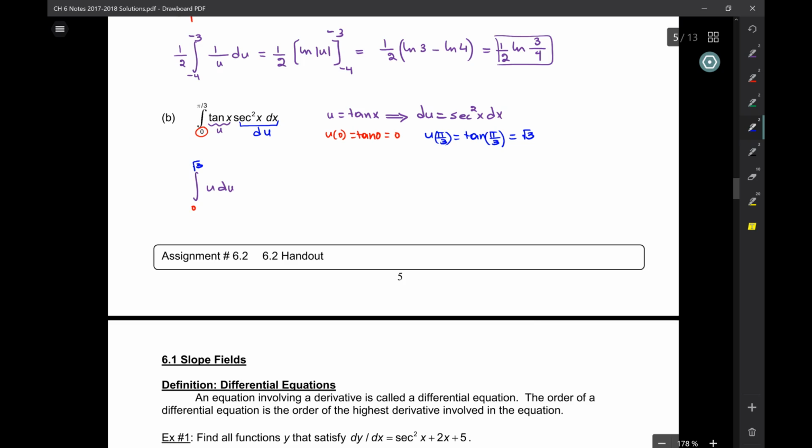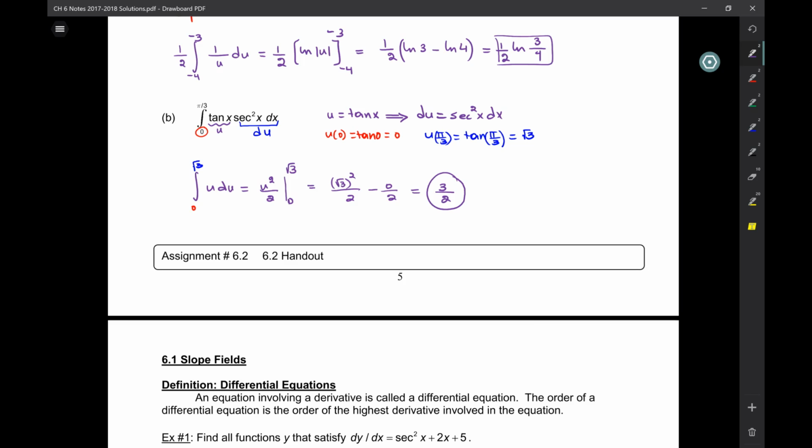Okay? So now, u squared over 2 is what we get from here. No plus c anymore, because it's a definite integral. So we're going to go from 0 to root 3. So now this is root 3 squared over 2 minus 0 over 2. And that's 3 over 2. And that's all. Okay?